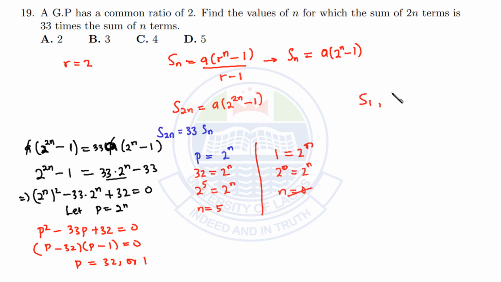Your number of terms starts from S1, S2, or T1, T2, first term, second term. You don't have 0th term. So you have first term, second term, third term, like that. So we ignore this guy here. So our correct option here is D.